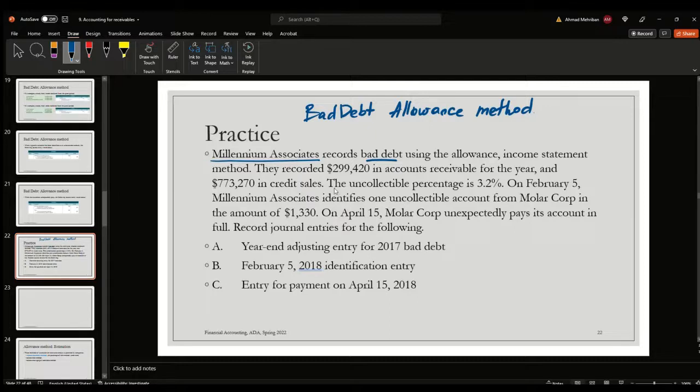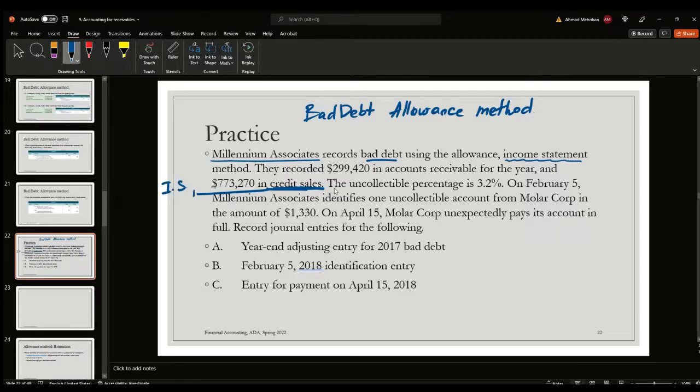In this case, they're using what is called the income statement method, meaning that the way to estimate how much that will be is to use the credit sales. They know the credit sales, which we usually can find where? In the income statement.